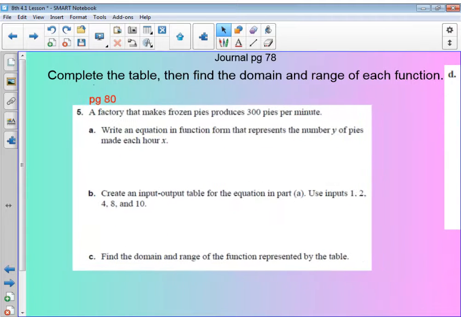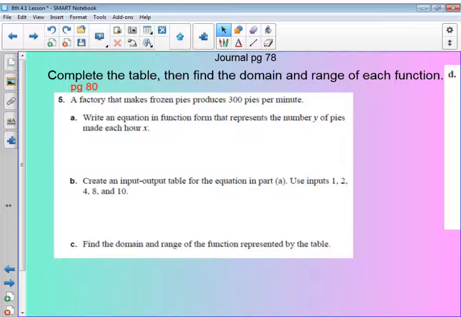Okay, so I want you to go ahead and turn to page 80. We're going to go through number 5 on page 80, which is part of your homework. So we're going to go ahead and do this one together.